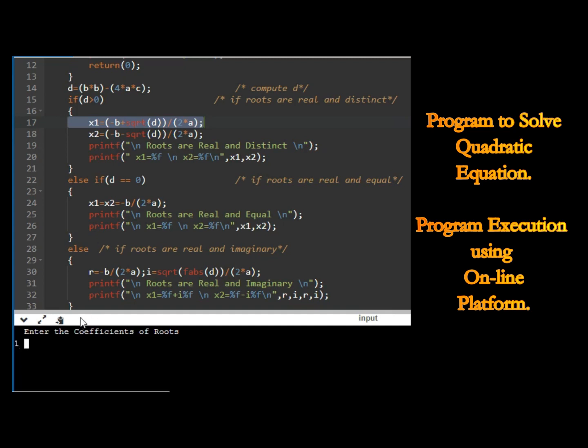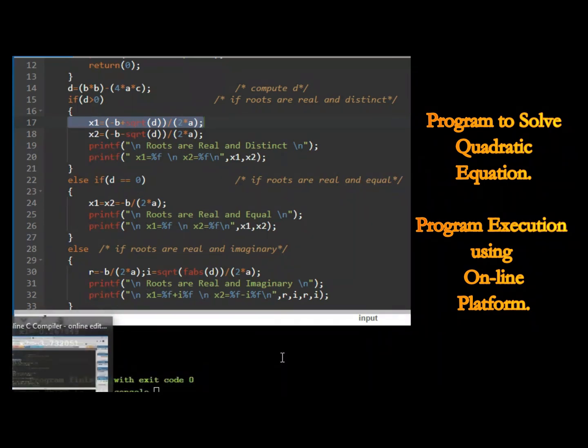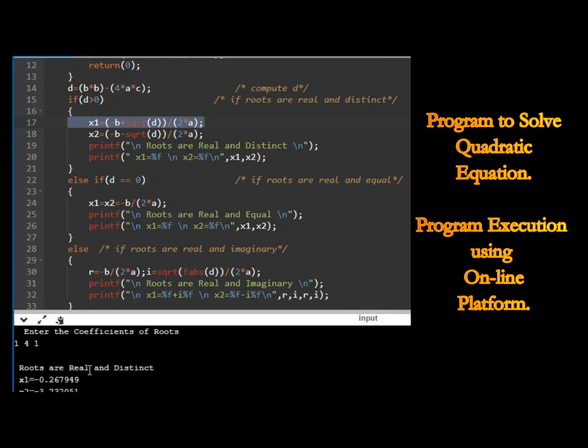Here I'll give 1, 4 and 1. When you give these numbers, the roots are real and distinct. x1 is equal to minus 0.267949 and x2 is equal to minus 3.732051. For the values 1, 4, 1, the roots are real and distinct.